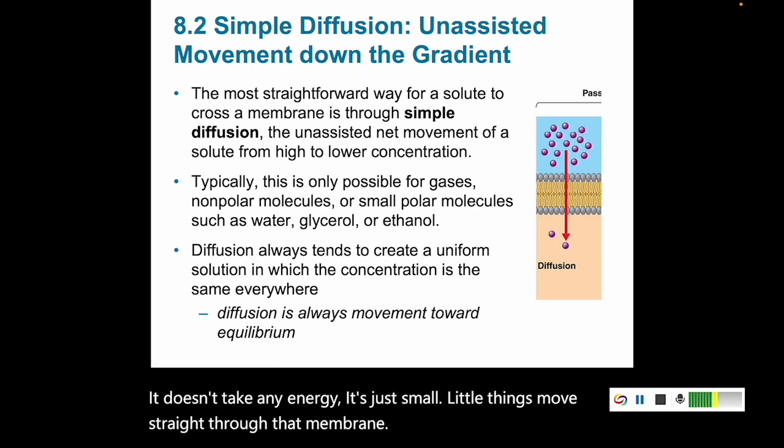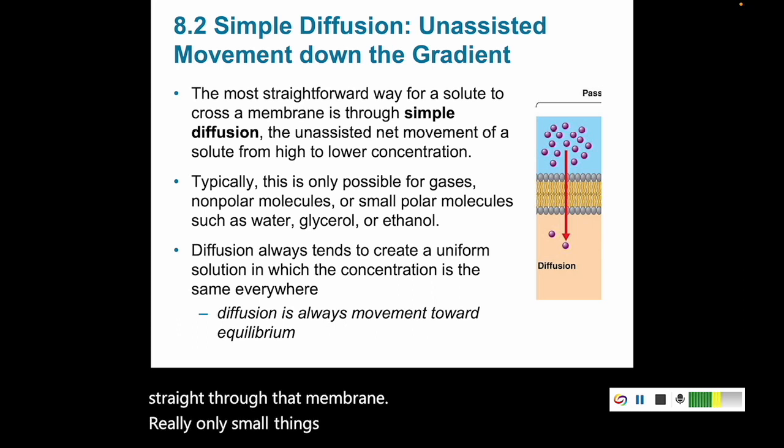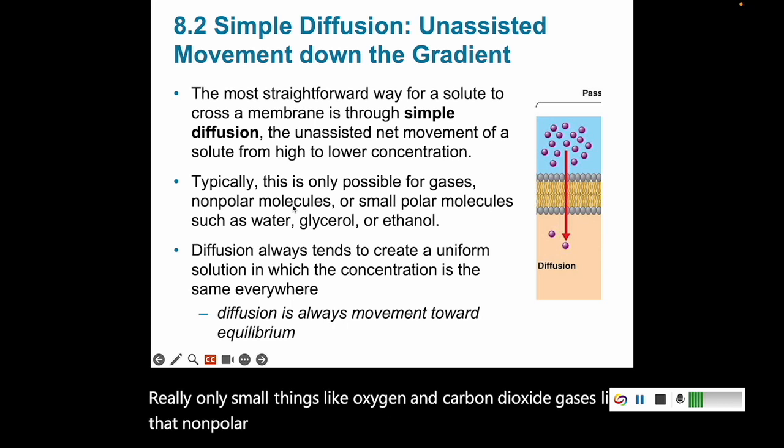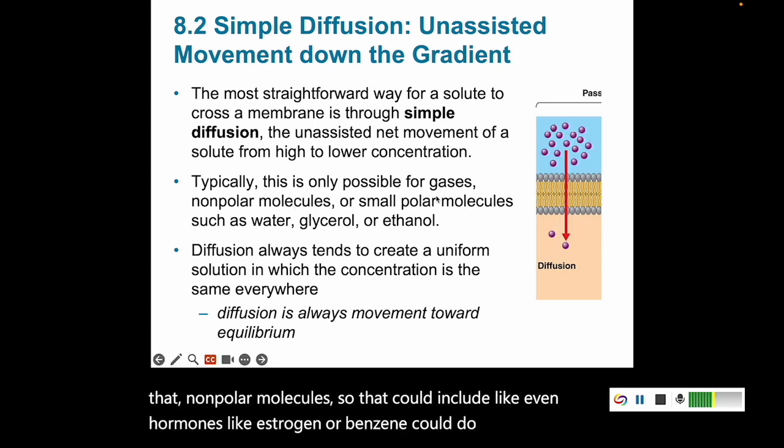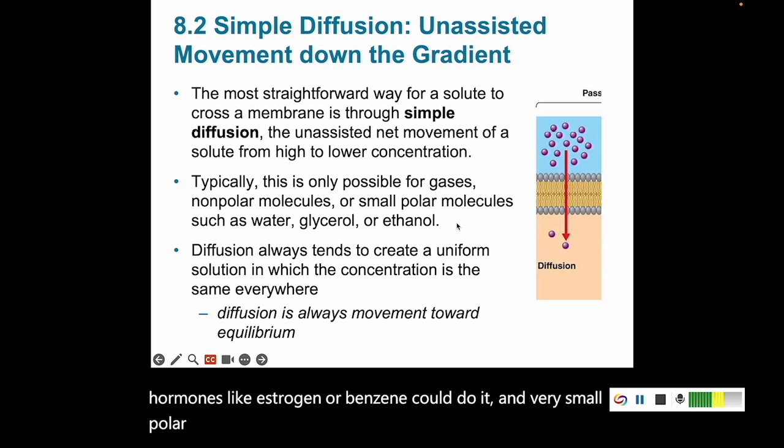Really only small things like oxygen and carbon dioxide, gases like that. Nonpolar molecules, so that could include even hormones like estrogen, or benzene. And very small polar molecules, so water and ethanol can go through that plasma membrane.